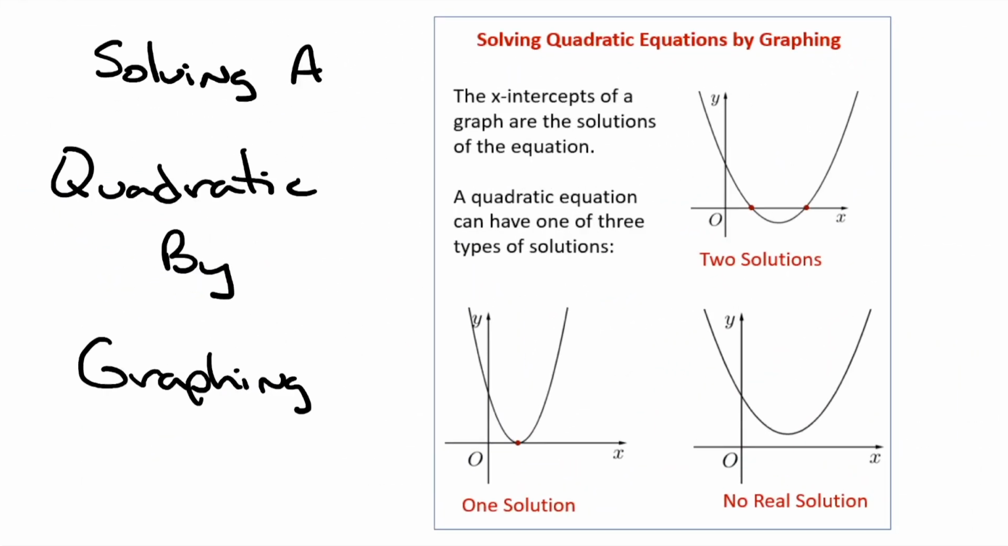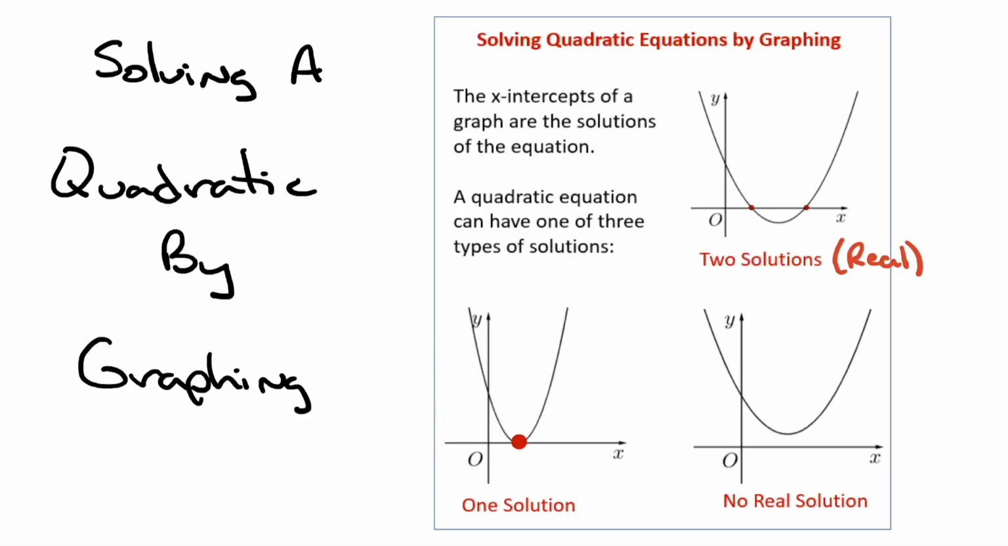In this video, we're going to take a look at solving a quadratic by graphing. Basically, we have three different scenarios that can occur. Your quadratic could be graphed in such a way that it crosses the x-axis in two locations, in which case we would have two solutions, and we could be a little more specific and even say they are two real solutions.